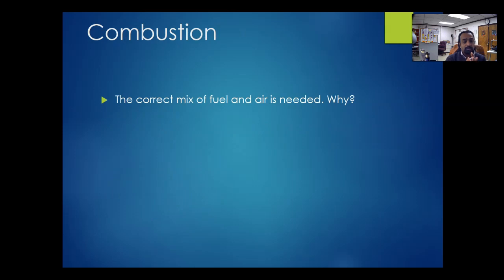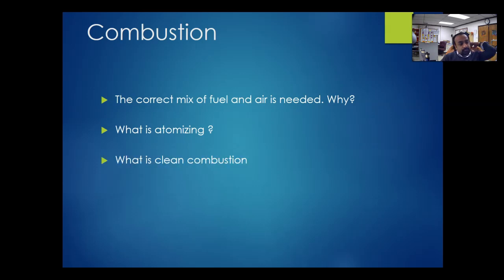Combustion, we need always to have the correct mixture of fuel and air. Why? We did say that repeatedly. You need to have the right amount of air to fuel, otherwise you will have smoke. So we need not too much air and not too little air. We need the right amount of air to have complete combustion. What is atomizing? Atomizing is breaking down the fuel into small little droplets, and we're talking about fuel oil because it's liquid. When it comes to gas, it's already atomized. You don't need to go through this.